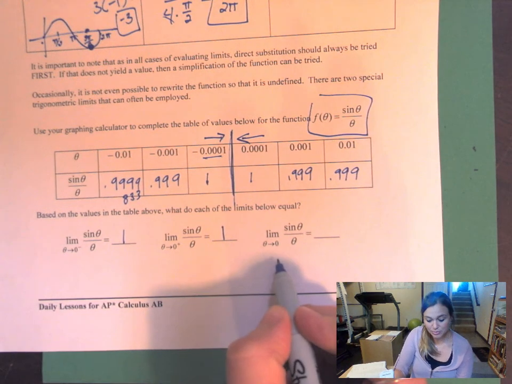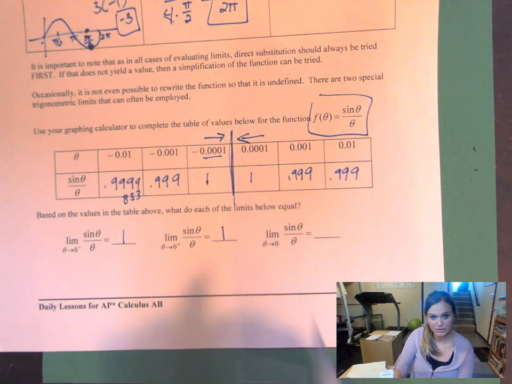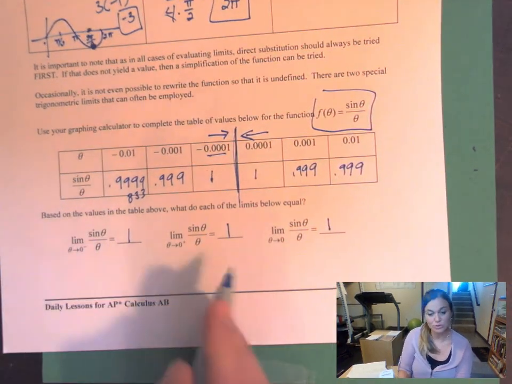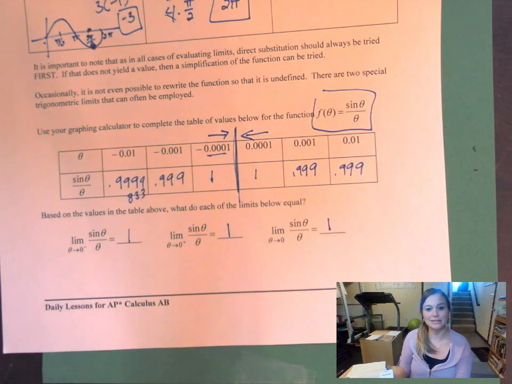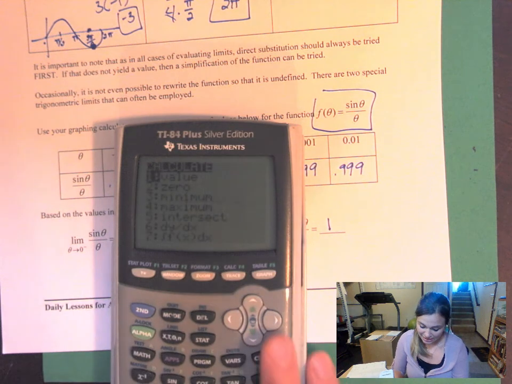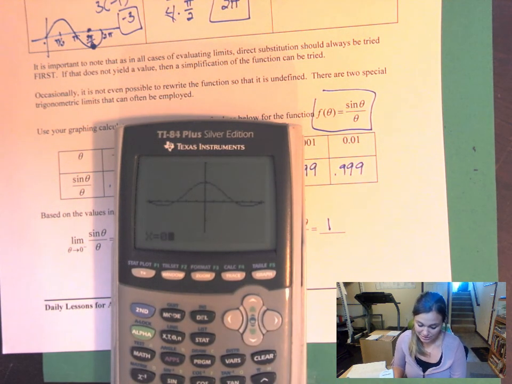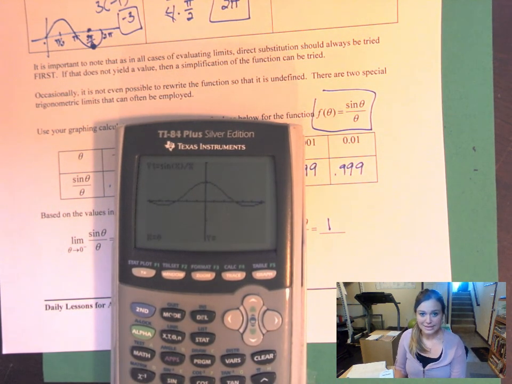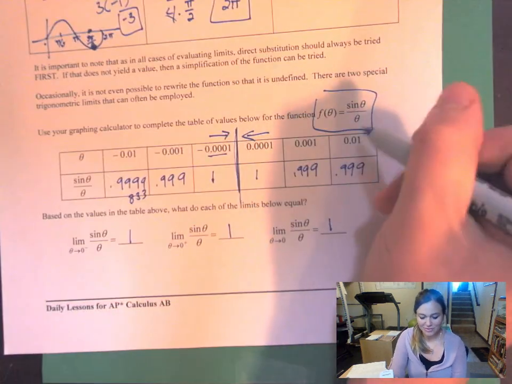So the limit as x approaches 0, or theta approaches 0 in this case, would have to be 1 because the left equals the right. And that's what I know by the limit existence theorem. The problem is, if I say second, calculate value at 0, it doesn't exist because you can't divide by 0.